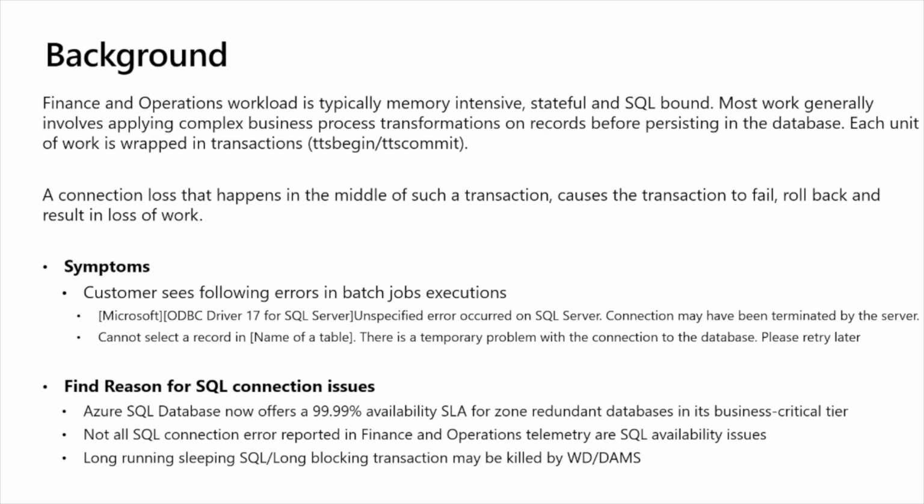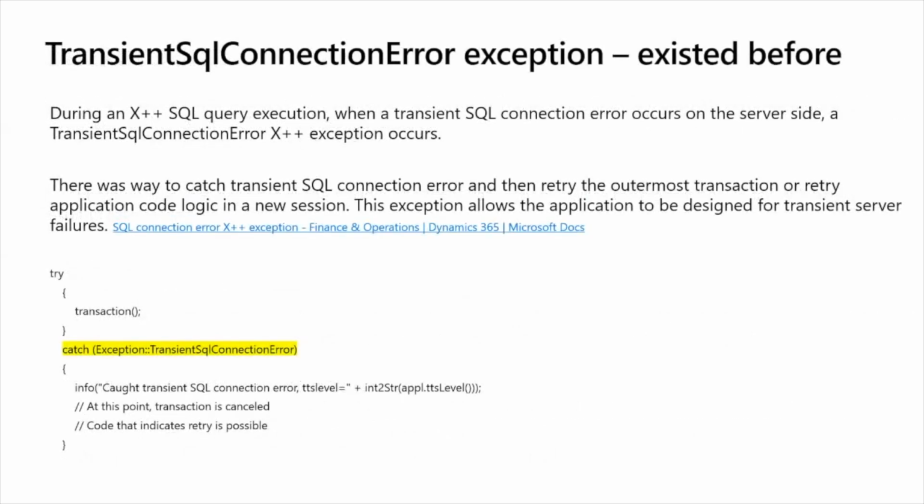So what do we have? If you go back to Q21, we had this transient SQL connection error exception that has existed in D365 Finance and Operations since Q21. There is a way for a developer to write code, write your own retry logic, catch the exceptions, and retry if there is any SQL transient connection failure. That can happen for maybe a few seconds or milliseconds. That has existed even before we introduced this retriable framework.